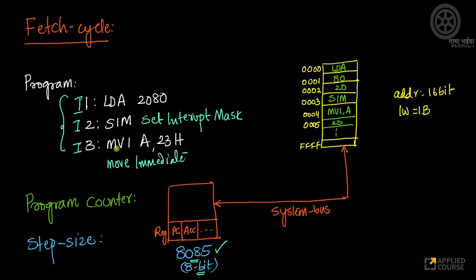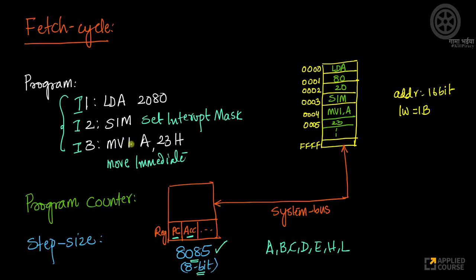MVI A. The 8085 actually has a bunch of registers that the users can use. It has registers named A, B, C, D, E, H, L. These are the registers which the user can use in an 8085 processor. In addition to these registers, there are also other registers like the program counter, accumulator, etc.